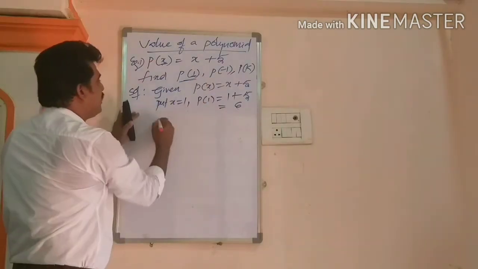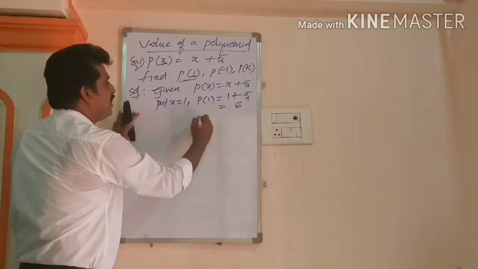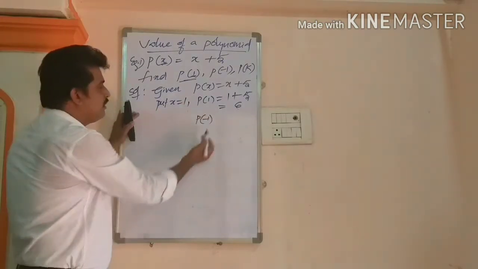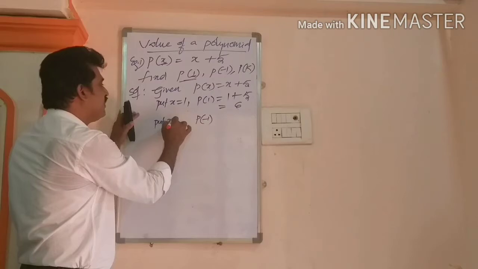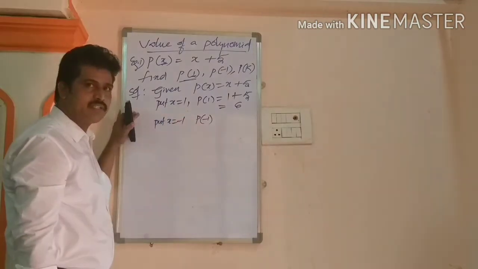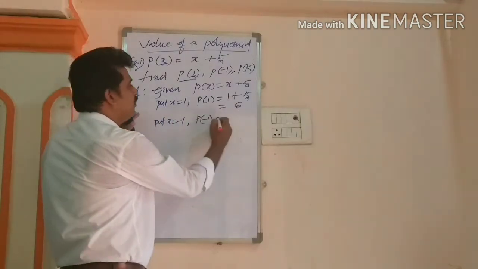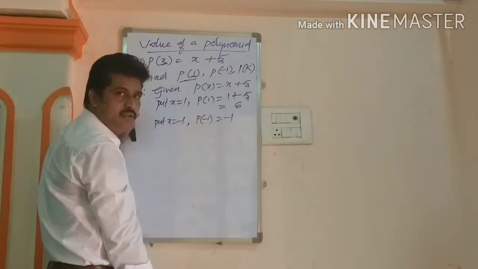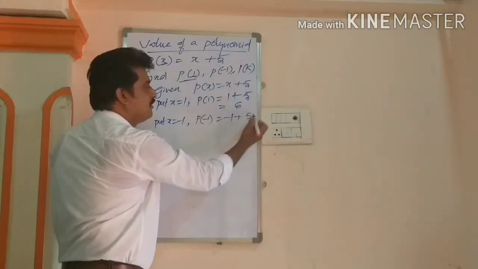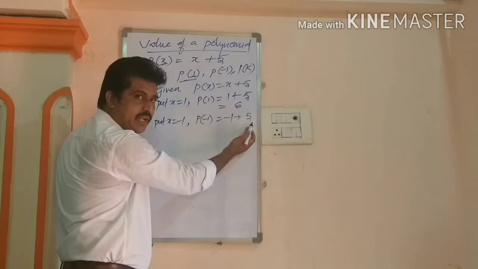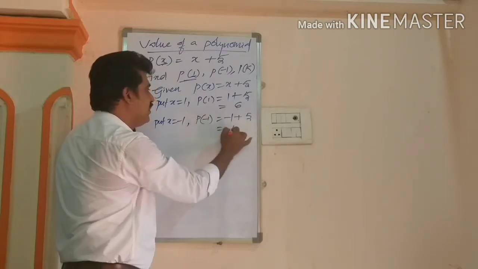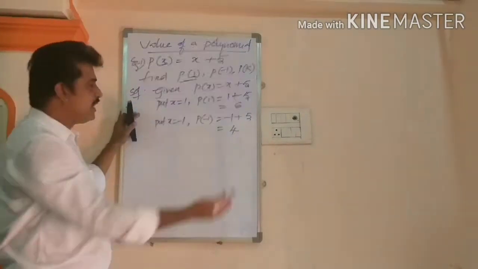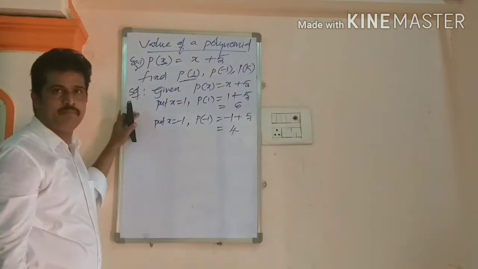Next, take p of minus 1. P of minus 1 means put x is equal to minus 1. So, take the x value as minus 1. Plus 5 is common. Minus 1 plus 5. Subtraction, 5 minus 1 is equal to 4. That is the value of that polynomial.